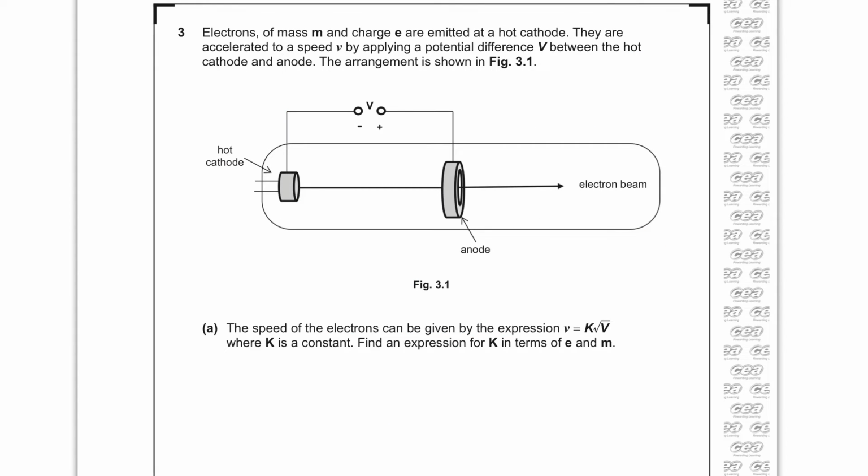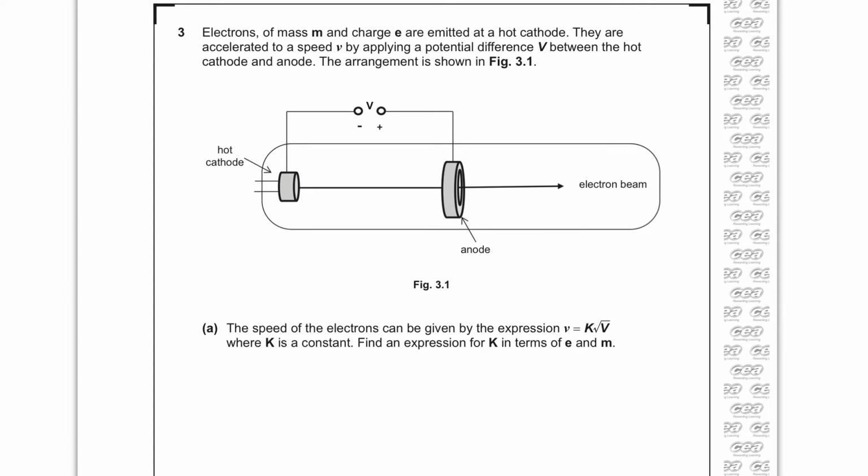Electrons of mass m and charge e are emitted at a hot cathode. They are accelerated to a speed v by applying a potential difference V between the hot cathode and the anode, and the arrangement is shown in figure 3.1. The speed of the electrons can be given by the expression v equals k times the root of V, where k is a constant. Find an expression for k in terms of e and m.